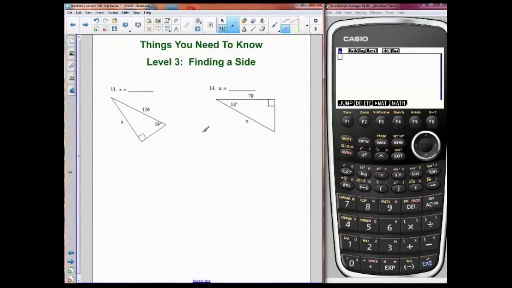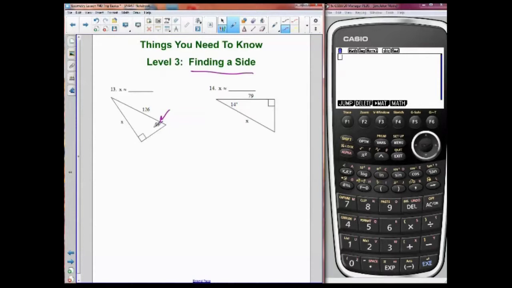We are ready for level 3, finding a side. Now when we're finding a side, we're going to use the trig ratios. Our first thing that we do is go straight to the angle, right here. Our eyeball looks at that. Then we determine what sides we're given. That determines our trig ratio.